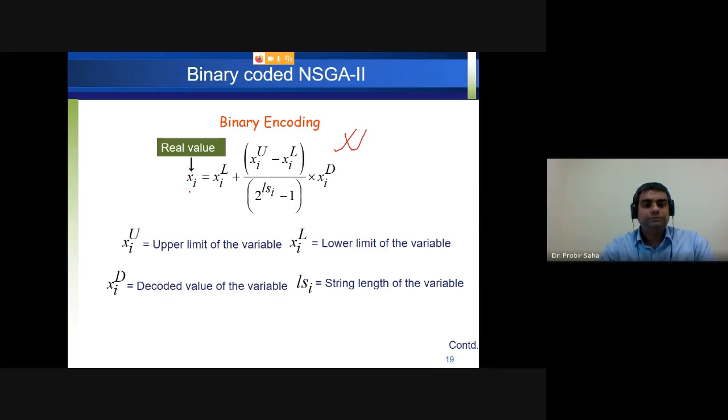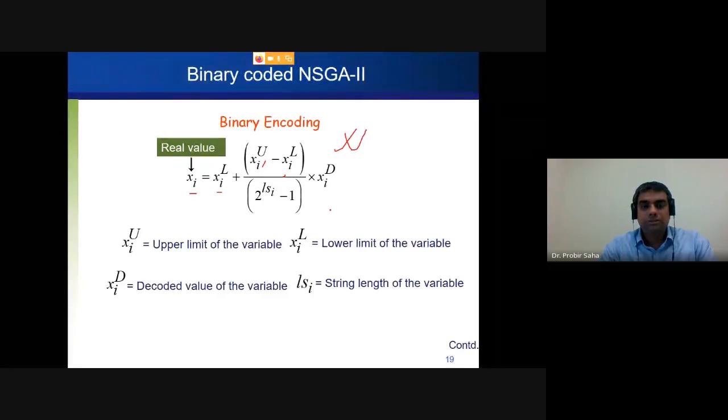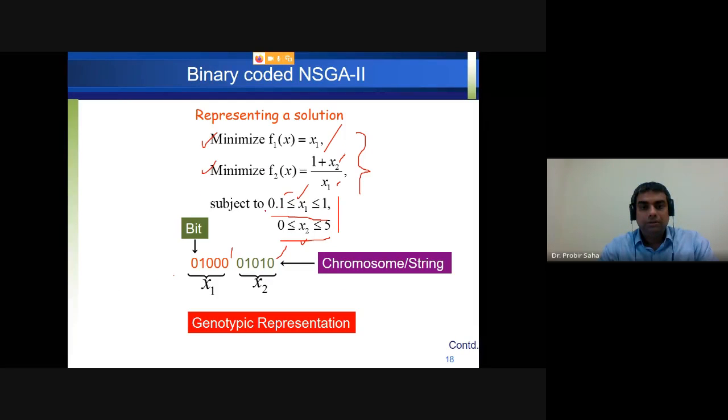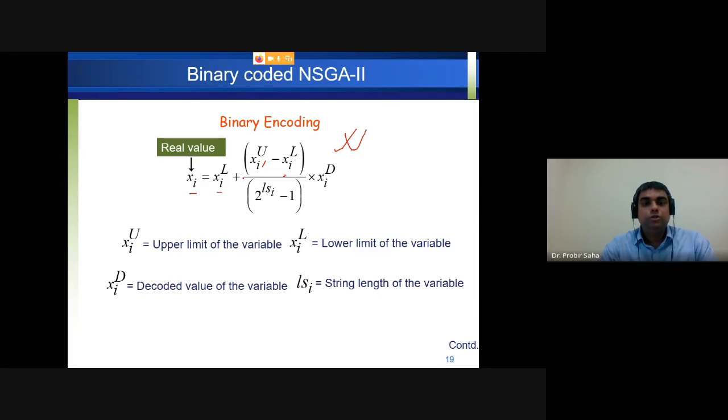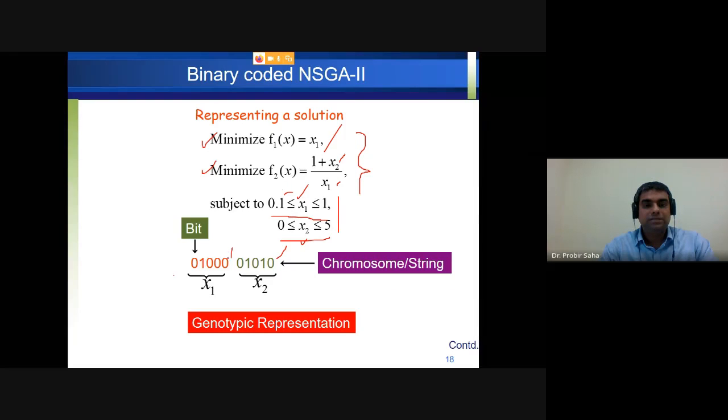You see that the real value of, say, the x1 variable is nothing but the lower limit plus the range. What is the lower limit? For x1, it is 0.1. We have to know what the upper limit and lower limit are. Here it is (1 minus 0.1) divided by 2 to the power of the string length, minus 1. This is the string length. So what is the string length for this x1 solution?